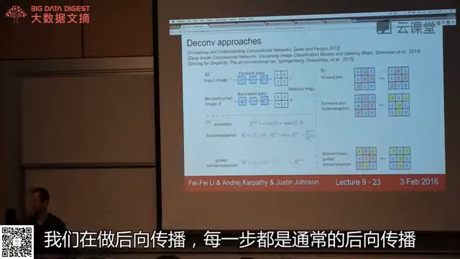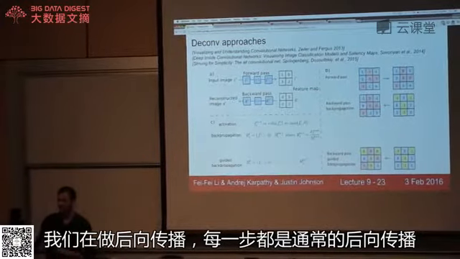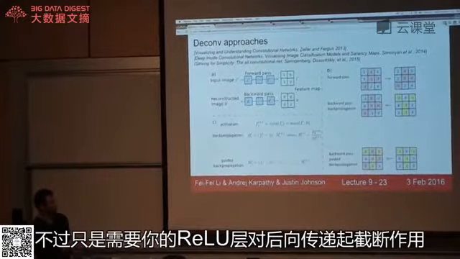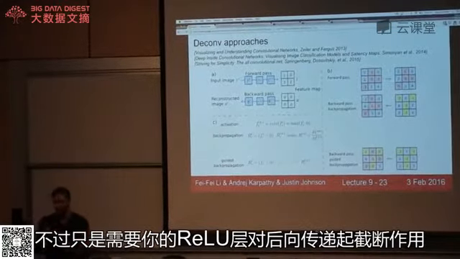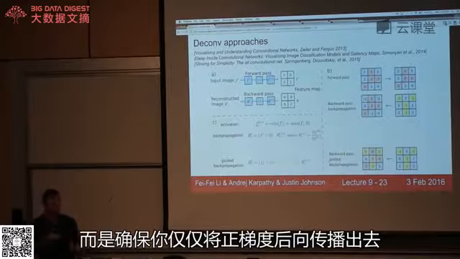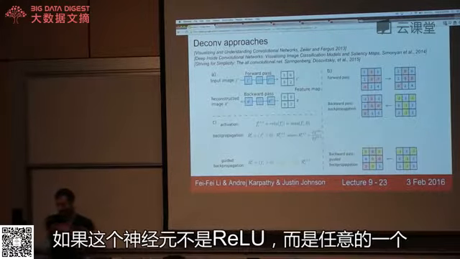Oh, was there a question? You're basically just applying ReLU backwards. Yes, so we're doing backprop, just normal backprop, but you have to hack the ReLU backward pass. In that ReLU backward pass, you don't just do what a ReLU neuron normally wants to do according to backprop, but you make sure that you only backpropagate positive gradients through ReLU.